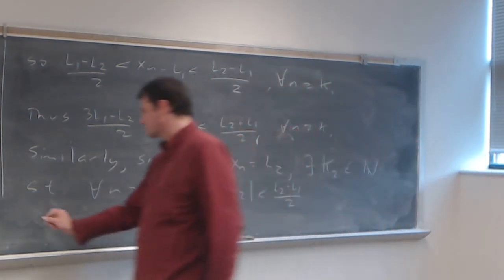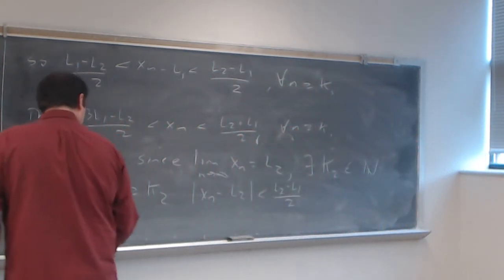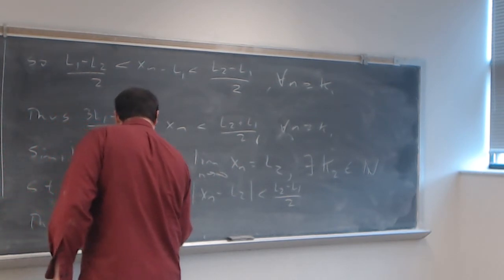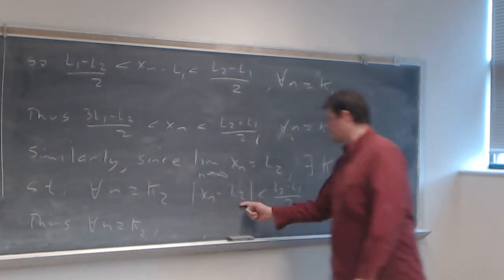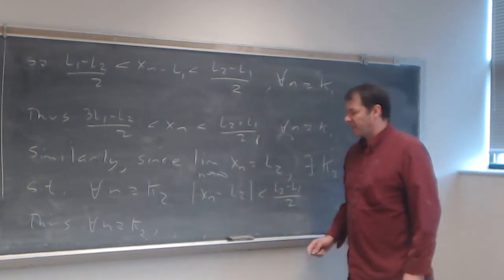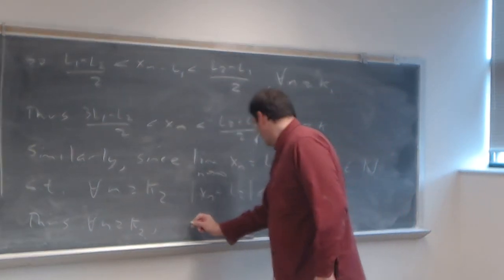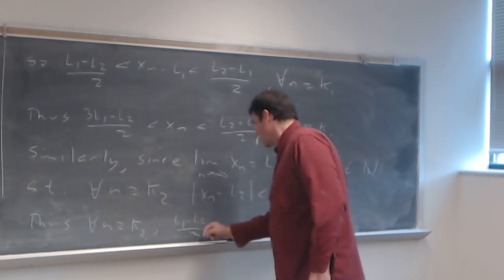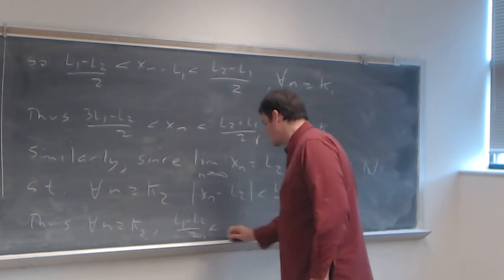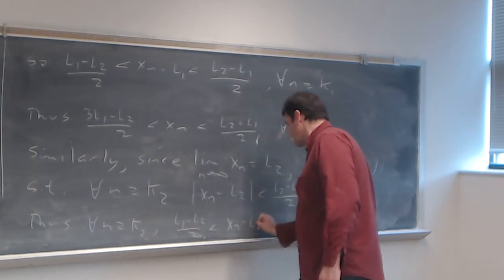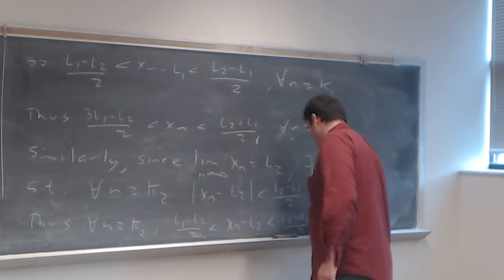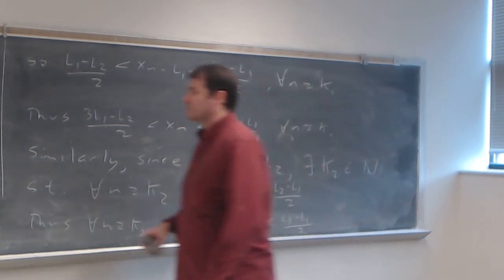Thus, for all n greater than or equal to k sub 2, rewriting that inequality right here as a compound inequality without absolute values, what we have is L sub 1 minus L sub 2 over 2 will be less than x sub n minus L sub 2, which is less than L sub 2 minus L sub 1 over 2. We'll work with that just a little bit more.